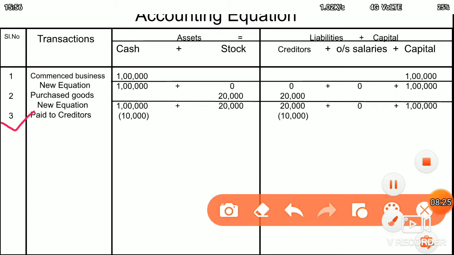So if we show it in the accounting equation, this is how we have to show it. Number 3, paid to creditors. Cash decreased by 10,000 because the business is paying 10,000 rupees to the creditors in the form of cash. Then we have to decrease the creditors by 10,000 rupees because the payment has been made to the creditors. So the business is going to decrease the creditors by 10,000.